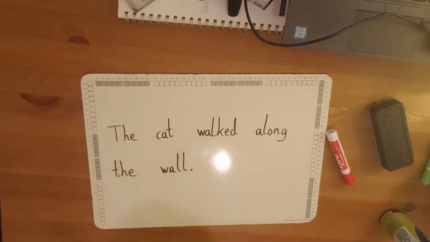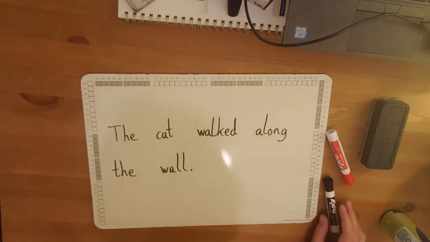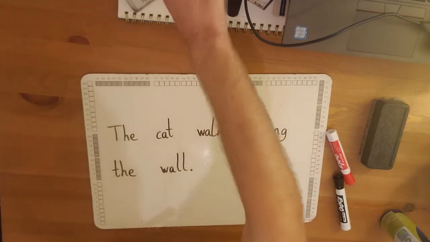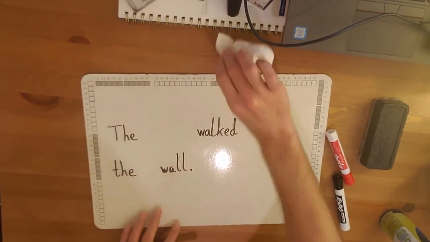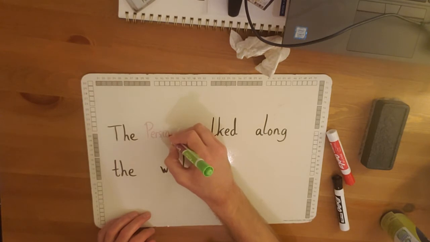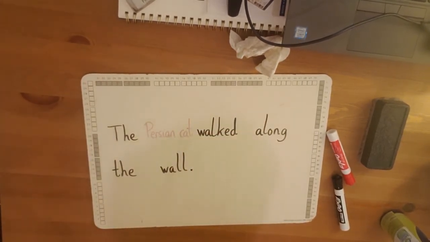Now the first thing I'm going to do is I'm going to start thinking about the noun that I've used, okay? Or the nouns, I should say. So I'm going to start off with the cat. Now, could I not be a bit more specific about that cat, maybe? What kind of cats do I know of? Well, maybe I could have a Siamese cat or a Persian cat, perhaps. So I'm going to go with that then. So I'm going to actually get rid of the word cat here, and I'm going to add in the Persian cat. So the Persian cat walked along the wall.